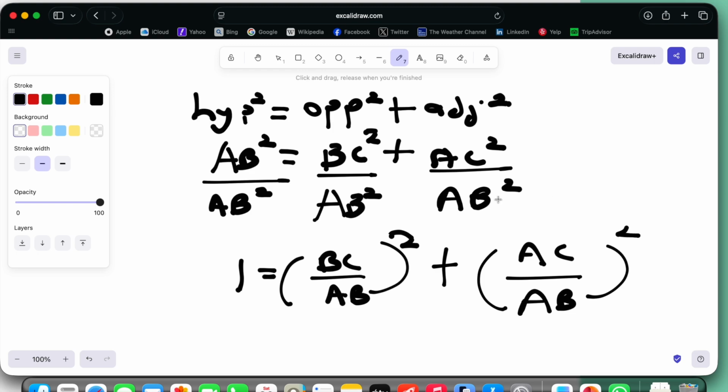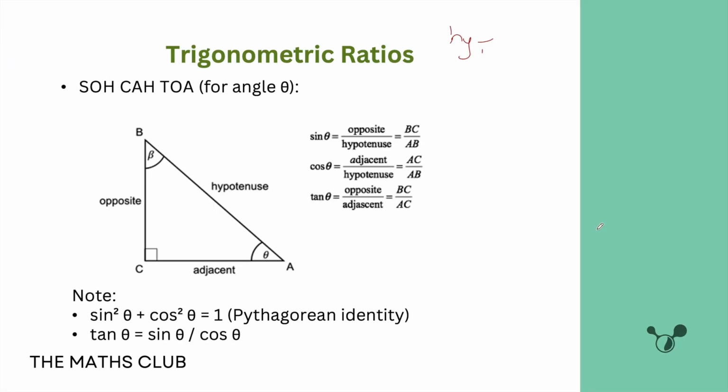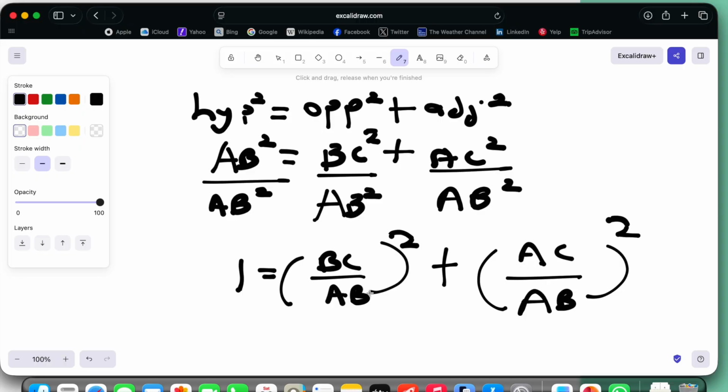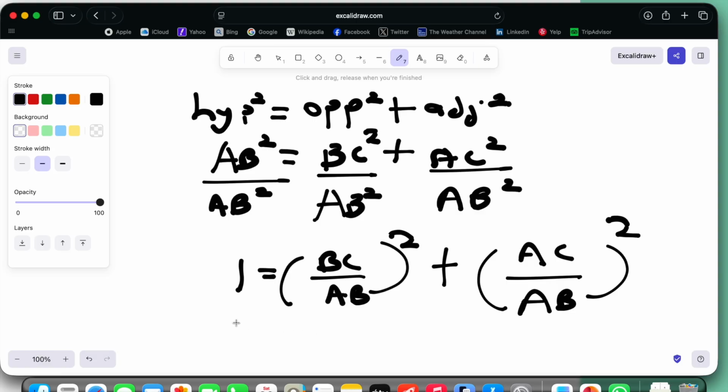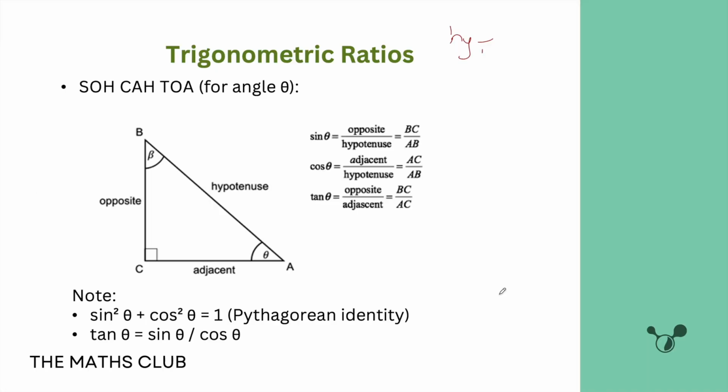Because this is squared, and this is squared, I can just put them in brackets and raise everything by 2. So, BC over AB, you see that BC over AB was our sine. So this is like saying 1 is equal to sine squared theta plus, and then our AC over AB.